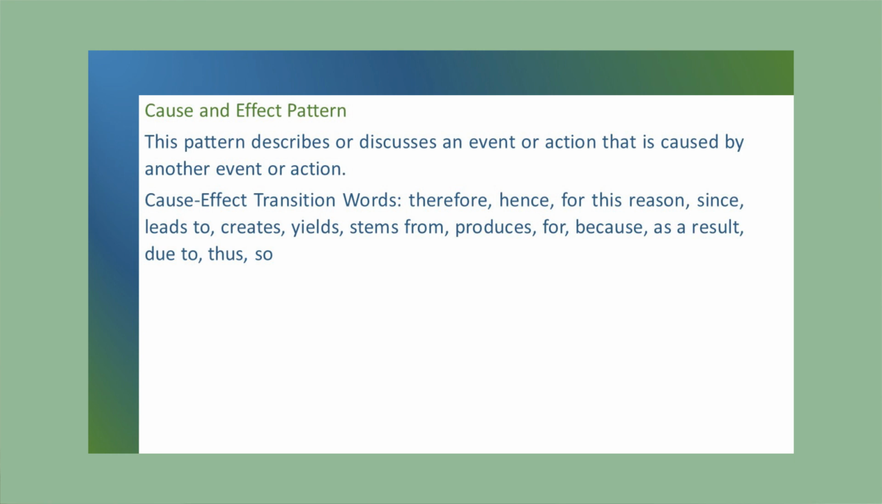The next pattern of organization, and the last one, is the cause and effect pattern. This pattern describes or discusses an event or action that is caused by another event or action. Here's a few examples of cause and effect transition words: therefore, hence, for this reason, since, leads to, creates, yields, stems from, produces, for, because, as a result, due to, thus, so.